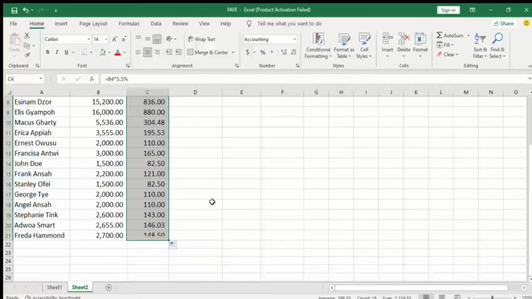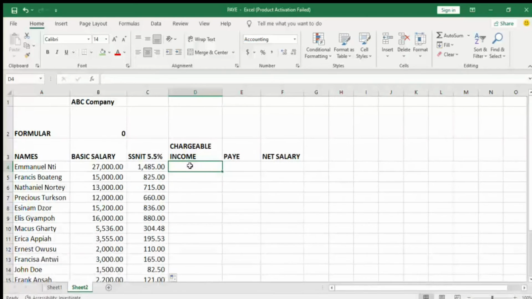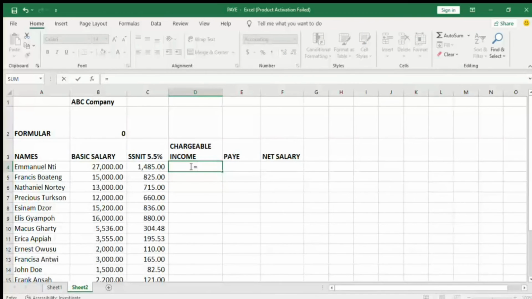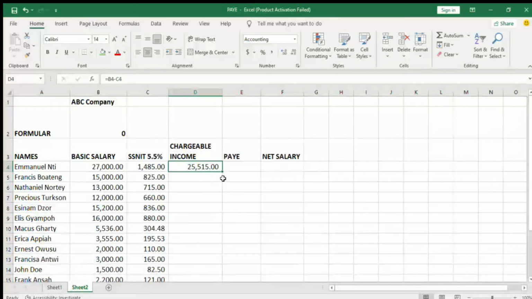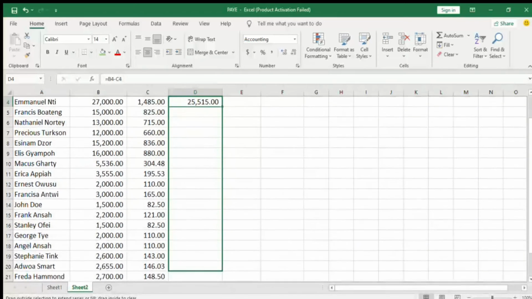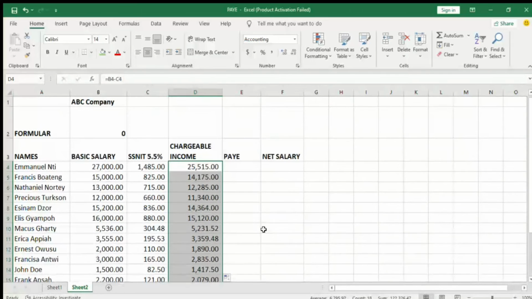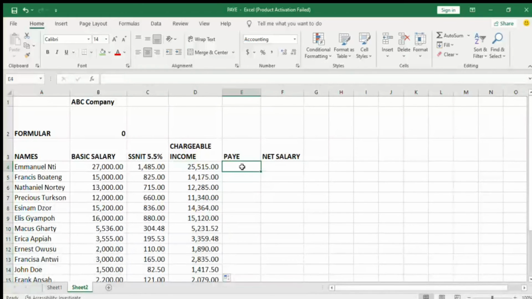That is fine. With the chargeable income, you will have to take the Senate from the basic salary, because before you pay your pay as you earn rate, you need to take out these allowable deductions. So you take it out. So cell B minus cell C, and we get it. So this is our chargeable income. So you can just pull it. Yes, and it is done for us. Very simple, very easy. Okay, so we have to come here and put our formula here so that it will calculate the PAYE for us.